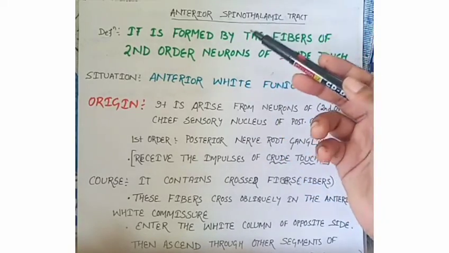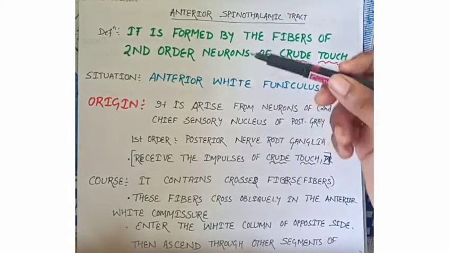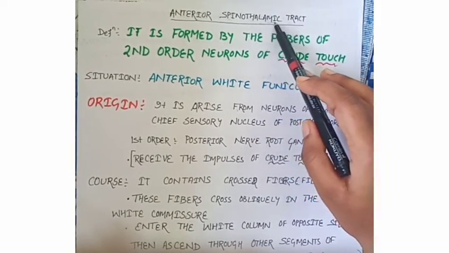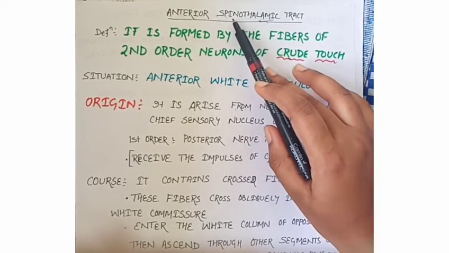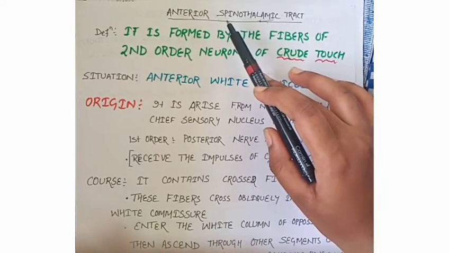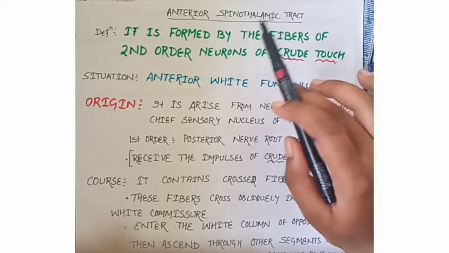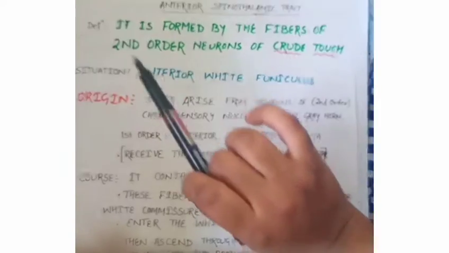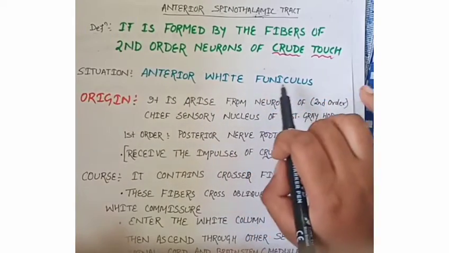Anterior spinothalamic means you can know it is an ascending or sensory tract because it carries the fibers from the spinal cord to the thalamus. These two terms imply that spino means spinal cord and thalamic means thalamus. So the nerve fiber which carries crude touch from the spinal cord to the thalamus is known as the anterior spinothalamic tract. Why is it called anterior? Because its position is in the anterior white funiculus.